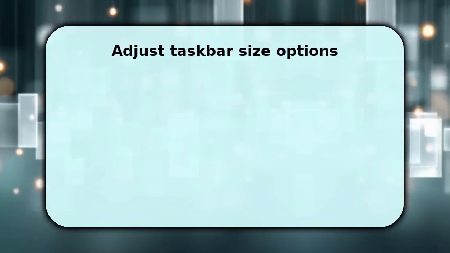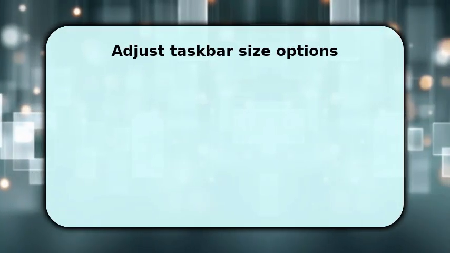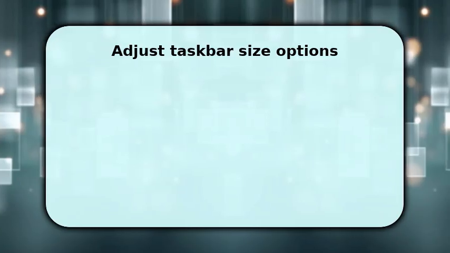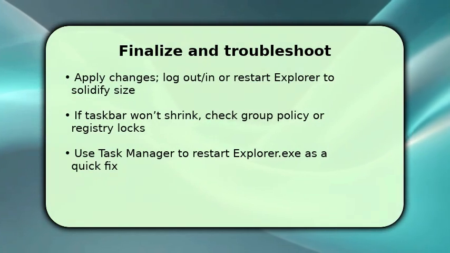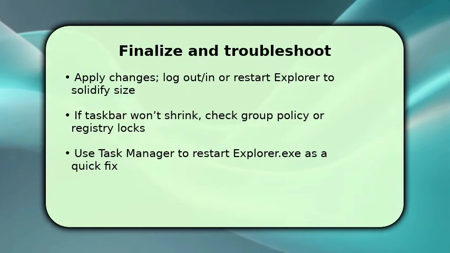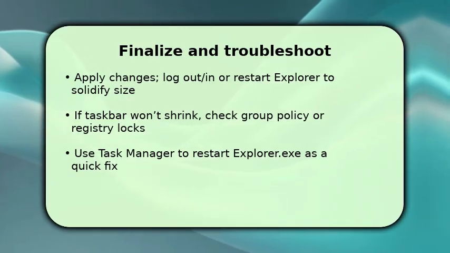Next, hide unneeded icons in the system tray and turn off search or task view if present. These steps compound to make the taskbar noticeably smaller and neater. To finish, apply your changes and verify the new taskbar size. Sometimes a log out or a restart of Explorer.exe is required for the UI to refresh.